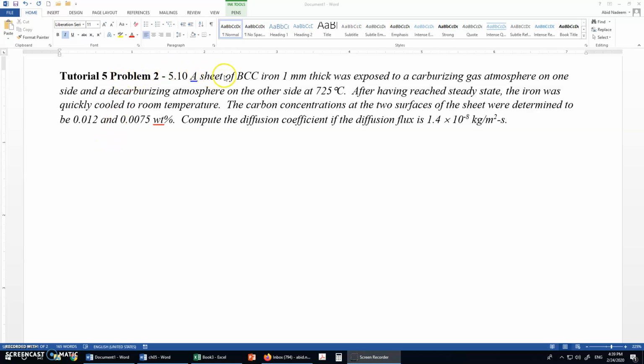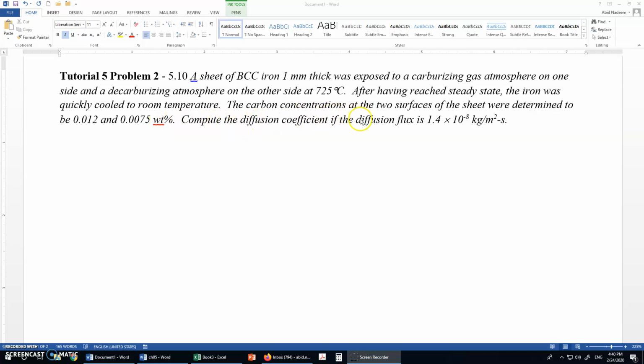Problem 2. A sheet of BCC iron 1 mm thick was exposed to a carburizing gas atmosphere on one side and a decarburizing atmosphere on the other side at 725 degrees centigrade. After having reached steady state, the iron was quickly cooled to room temperature. The carbon concentrations at the two surfaces of the sheet were determined to be 0.012 and 0.0075 weight percent.